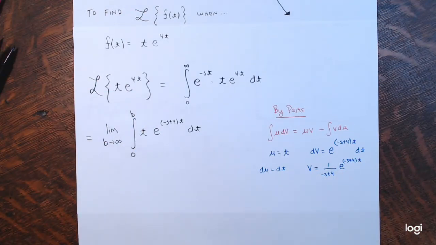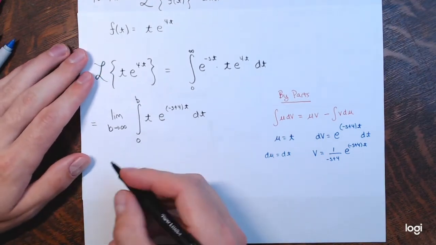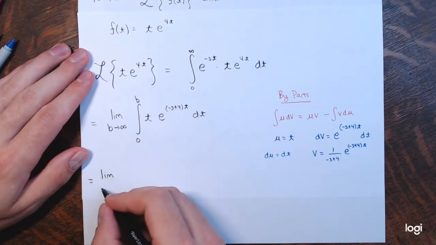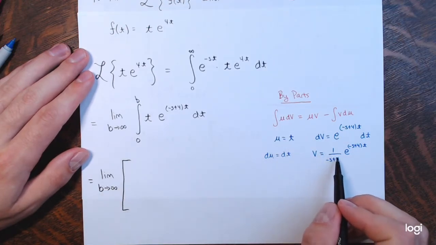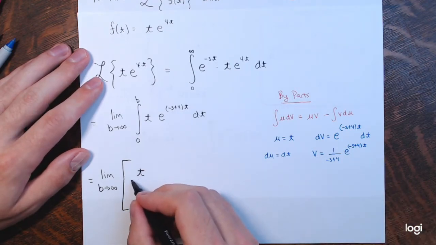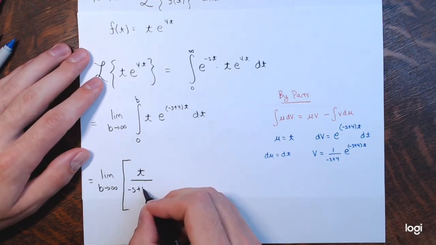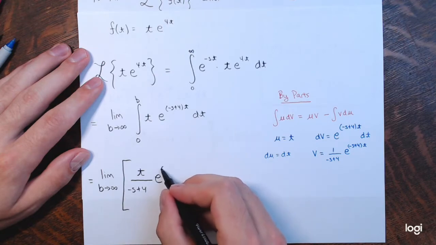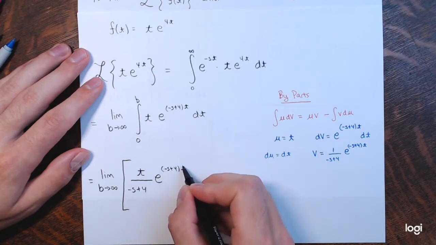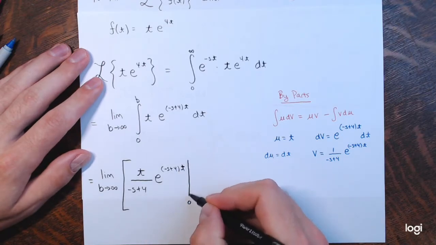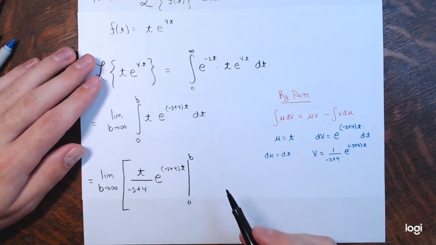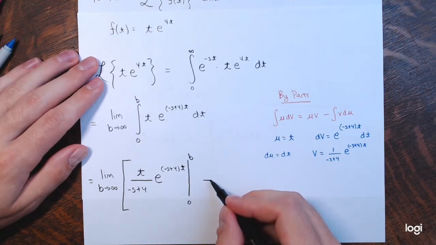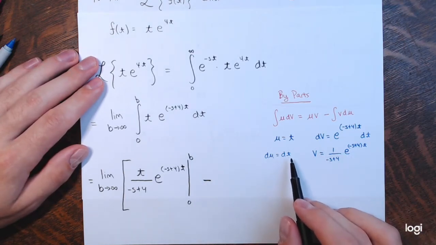Alright, so what we're getting here is the following: the limit as b approaches infinity of, now u times v would be t over negative s plus 4 times e to the negative s plus 4 times t, right? And evaluating this from 0 to b, that's u times v. And then minus the integral of v du.